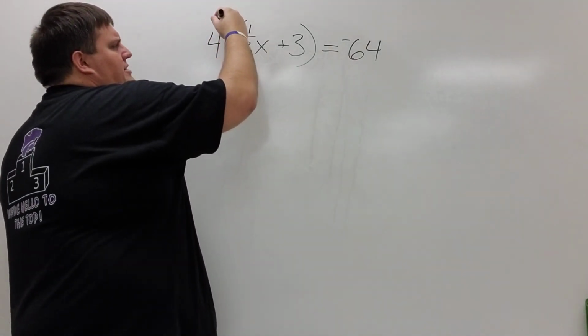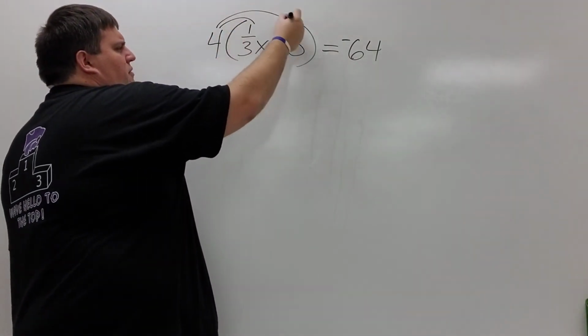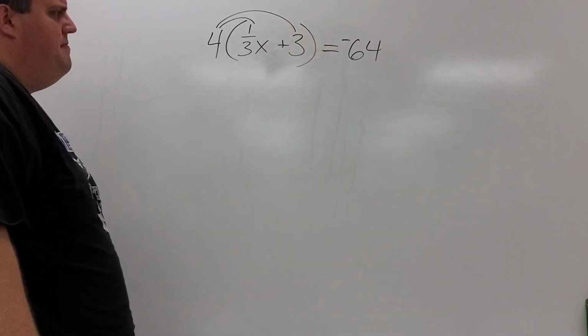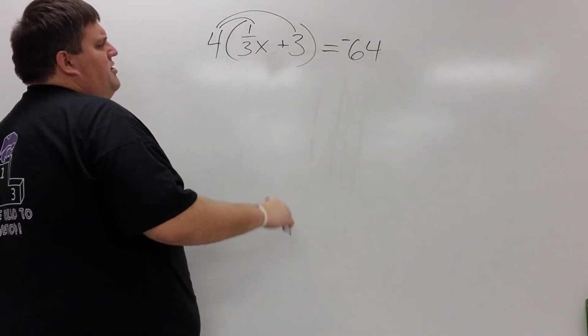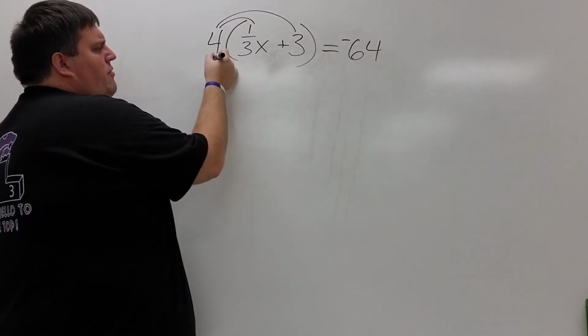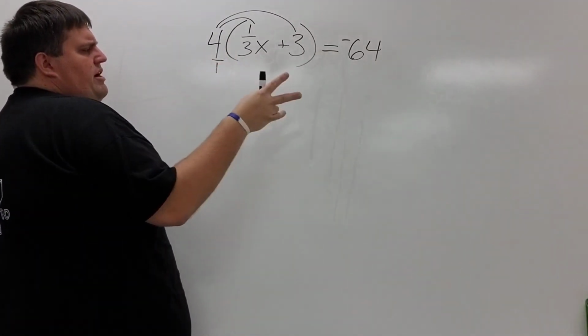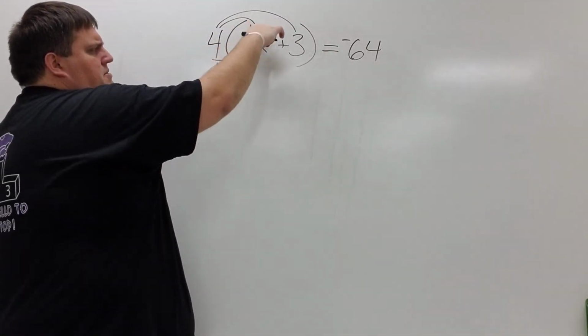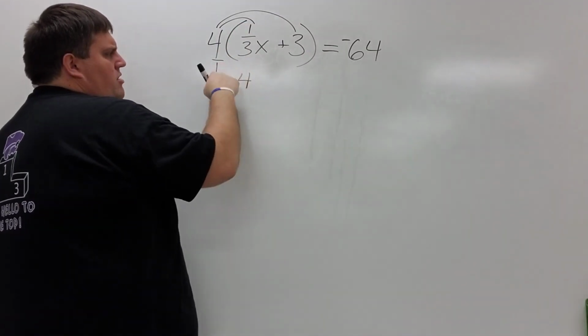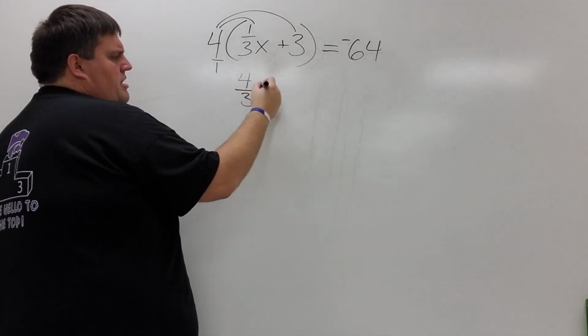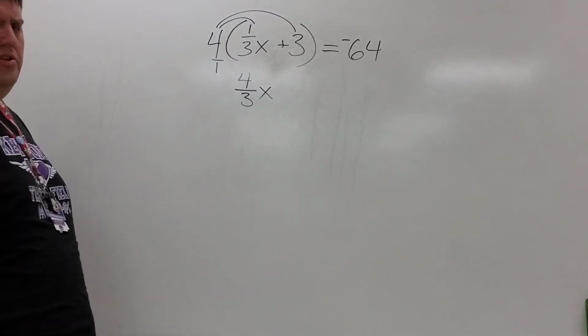So I have the 4 on the outside. I'm going to multiply 4 by all the stuff on the inside. Okay? So 4 times 1/3. Remember, when you multiply fractions, you're just going to go straight across. So the tops, 4 times 1 is 4. 1 times 3 is 3. So it's just going to be 4/3 x.